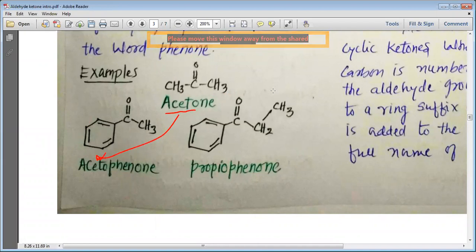Same way, 2 and 3 carbon, so it's propane.